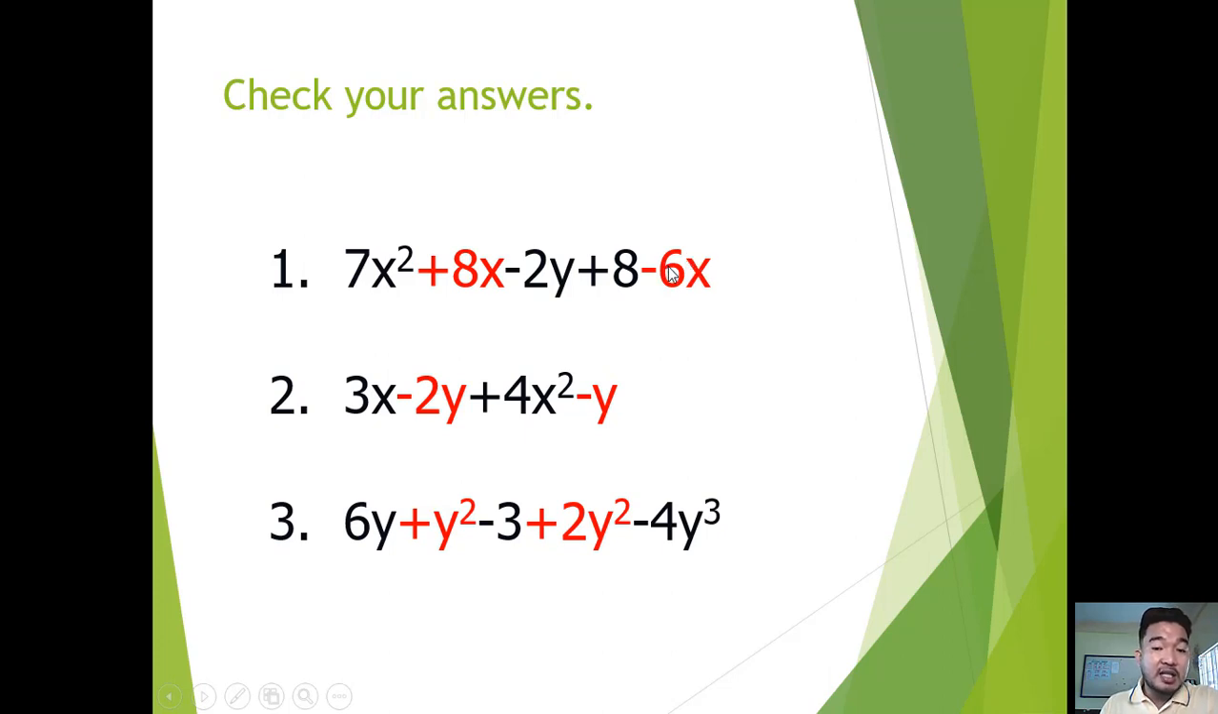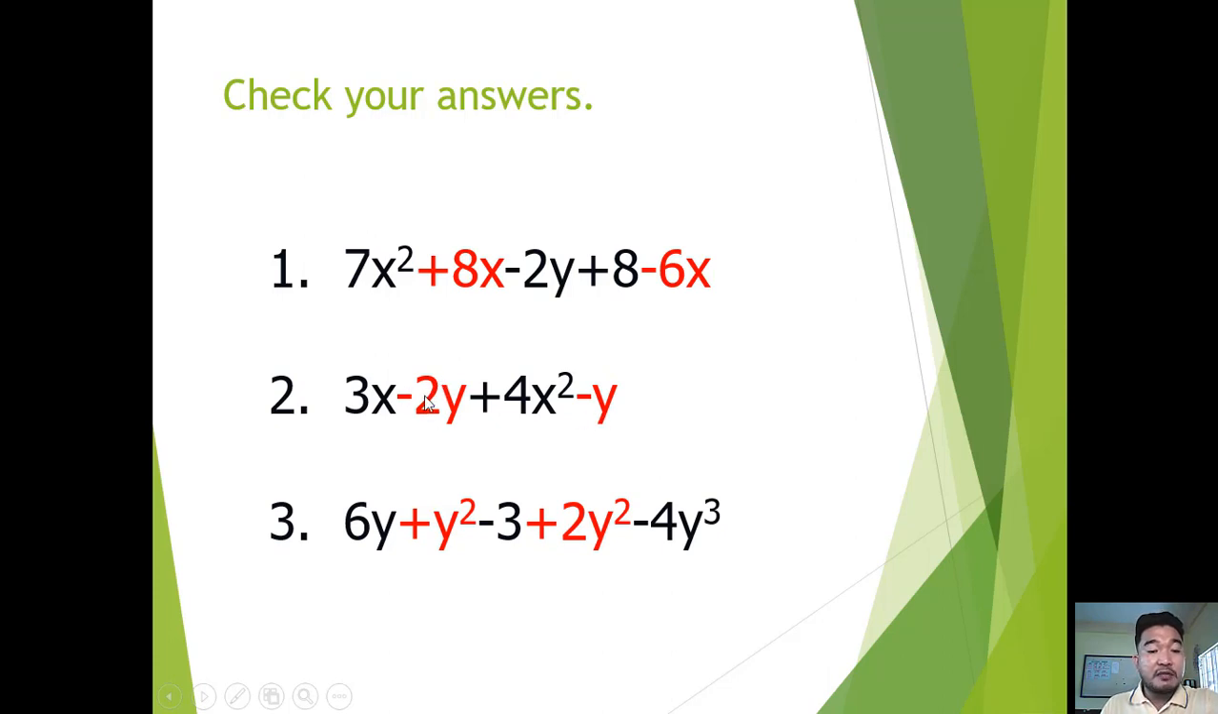That is negative 6. Para mapag-combine natin yung dalawa na yan, 8x at saka negative 6x, i-add natin yung kanilang coefficient. So, 8 plus negative 6 is equal to 2. So, to simplify this, you will have 2x. 8x plus negative 6x equals 2x. How about here? Negative 2y and negative y.